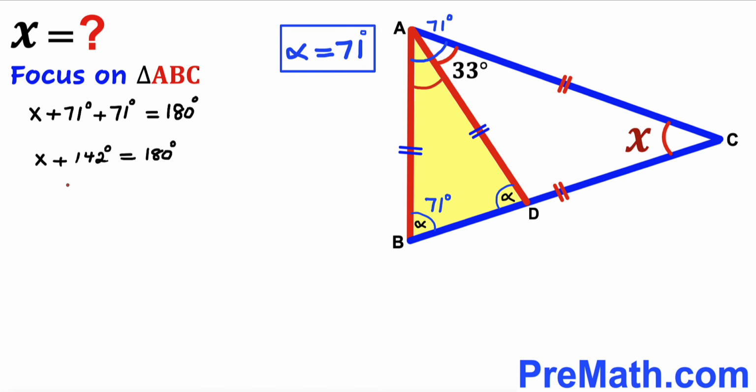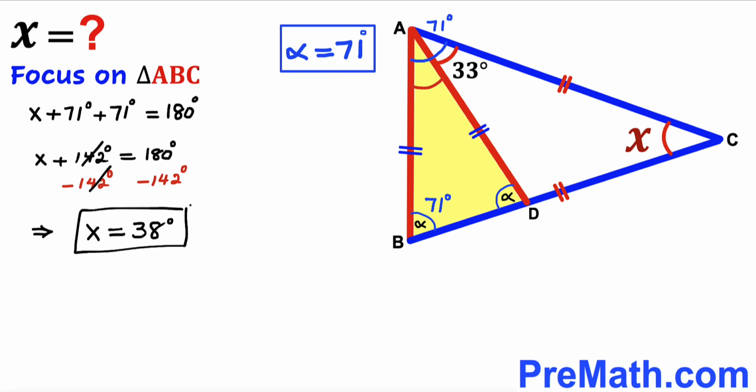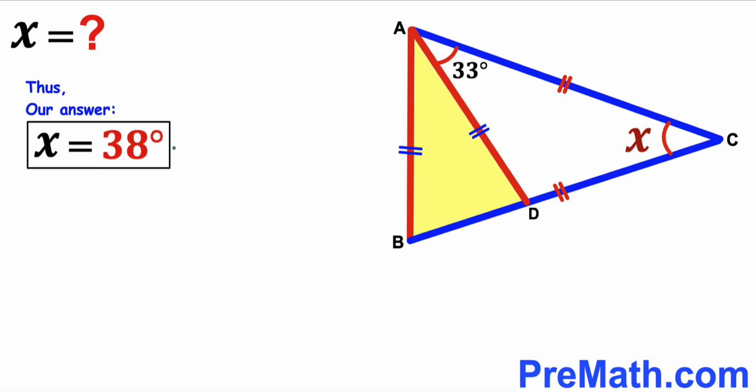And now I'm going to subtract 142 degrees from both sides to isolate angle x. And here we can see this is gone. So therefore our angle x value simply turns out to be 38 degrees. So thus after all the calculations and manipulations, the angle x value simply turns out to be 38 degrees. In other words, this angle x value turns out to be 38 degrees. And that's our final answer.